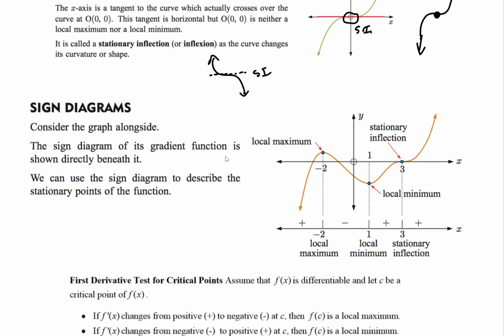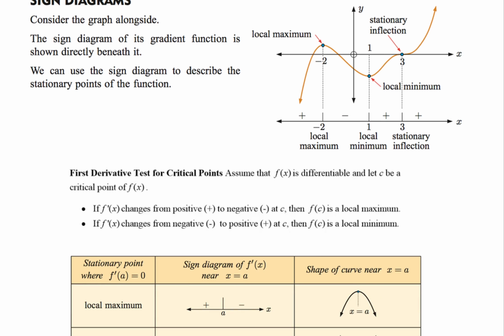Let's see how that works on a graph. So this is my graph with one of each. There's a local max, there's a local min, and there's a stationary inflection. Now let's see what happens with the sign chart. So this is my sign chart. That's my local max, that'll be a 0. Before that it's increasing, so it's a plus, and then after it's a minus. So you're increasing, then you're decreasing. On the sign chart, it goes from plus to minus. So when you go from positive to negative, it's a local max.